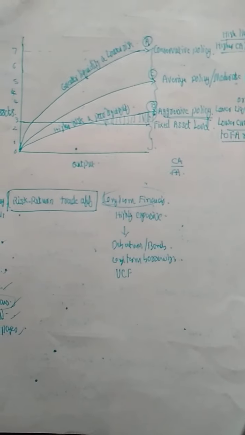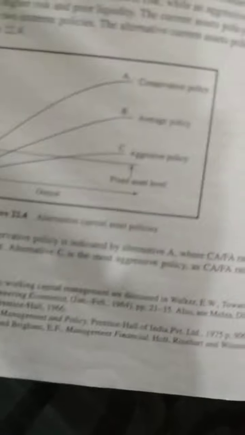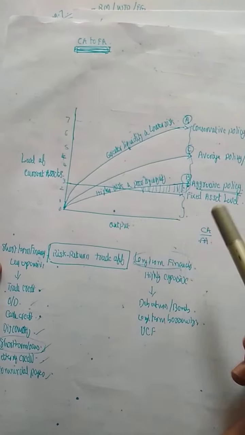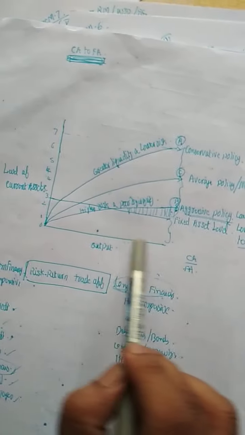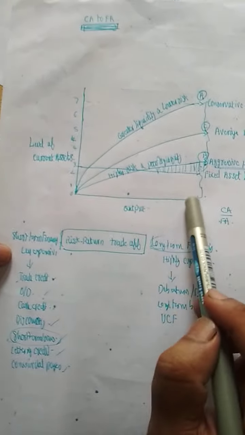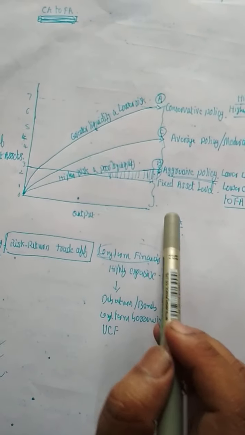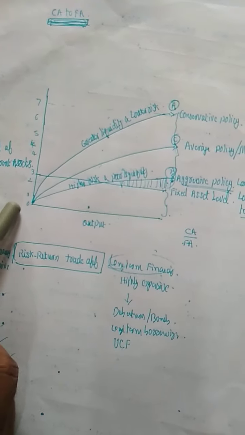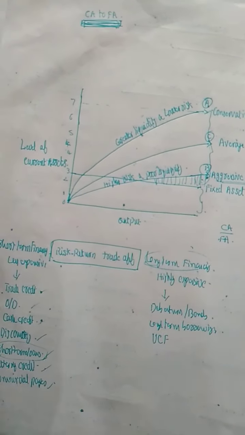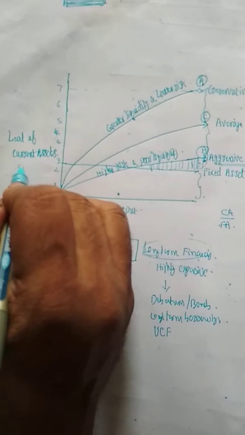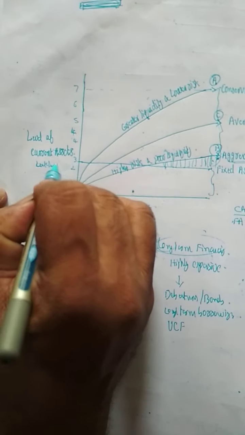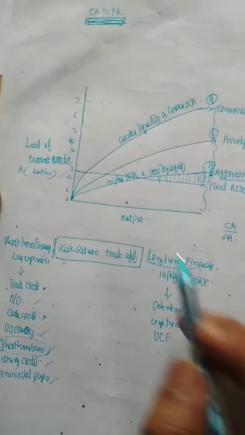Let us check this graph. It is the same graph which I had taken from the I.M. Pandey textbook. I will explain it in the written way. When we take this graph, you could see that output of the organization is given in the x-axis. Output in production in units, we could assume, and level of current assets is given in the y-axis. Assume that it's the amount in lakhs, which is mentioned here in rupees.